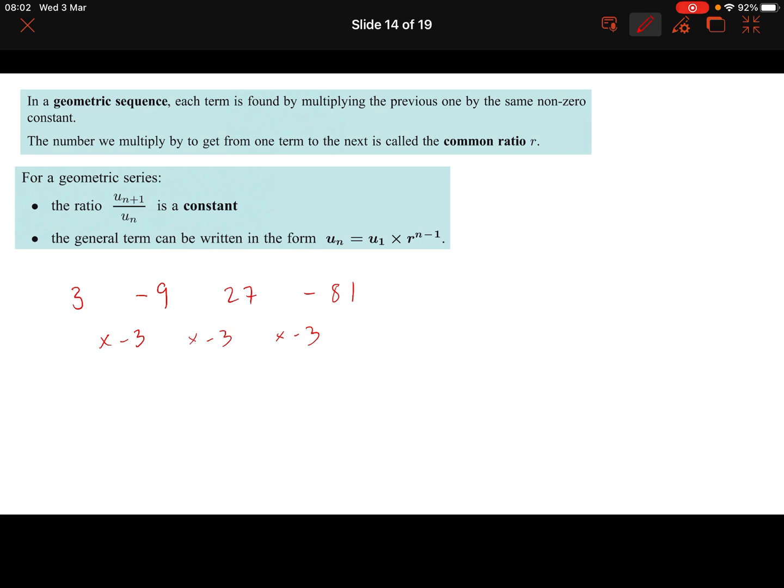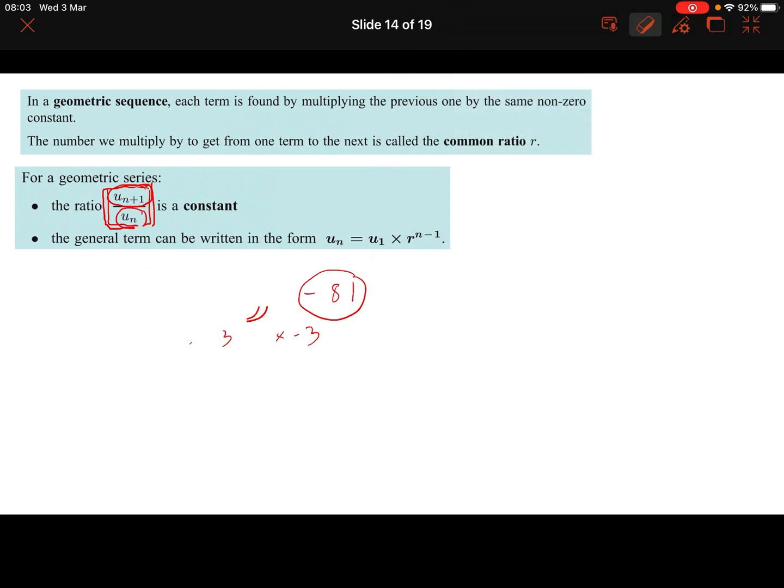Okay, we can always find out what the common ratio is by just doing one number divided by the number before it. That's what that is saying. Take a number and divide it by the number before it. Okay, I hope that makes sense.